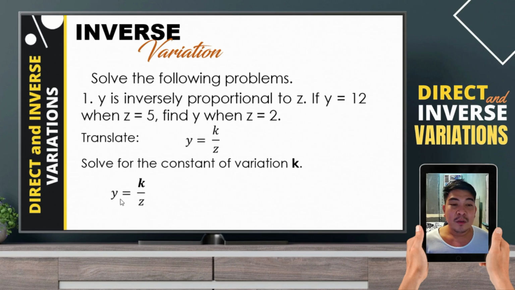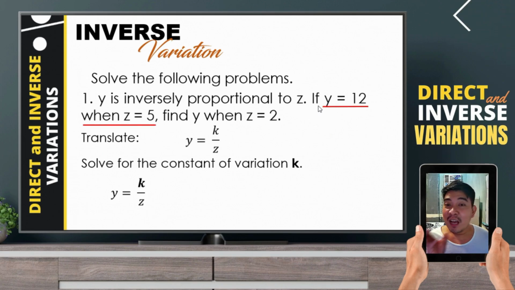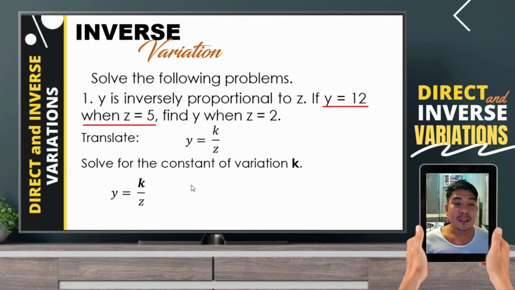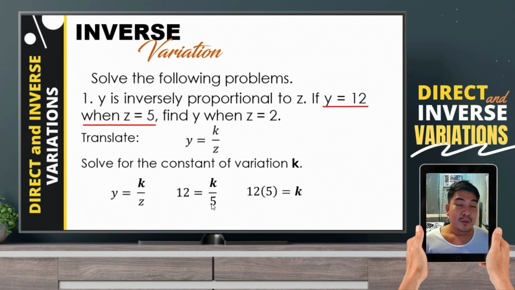So, out of y is equal to k over z, we just need to have this statement, yung parehas na given, yung dalawang quantity, yung value ng dalawang quantity, I mean. So, that will be y is equal to 12, substitute, and then same with z, which is equal to 5. So, that will be 12 is equal to k over 5. So next, we just need to cross multiply 12 times 5, which is equal to k. Then, that will be 60.